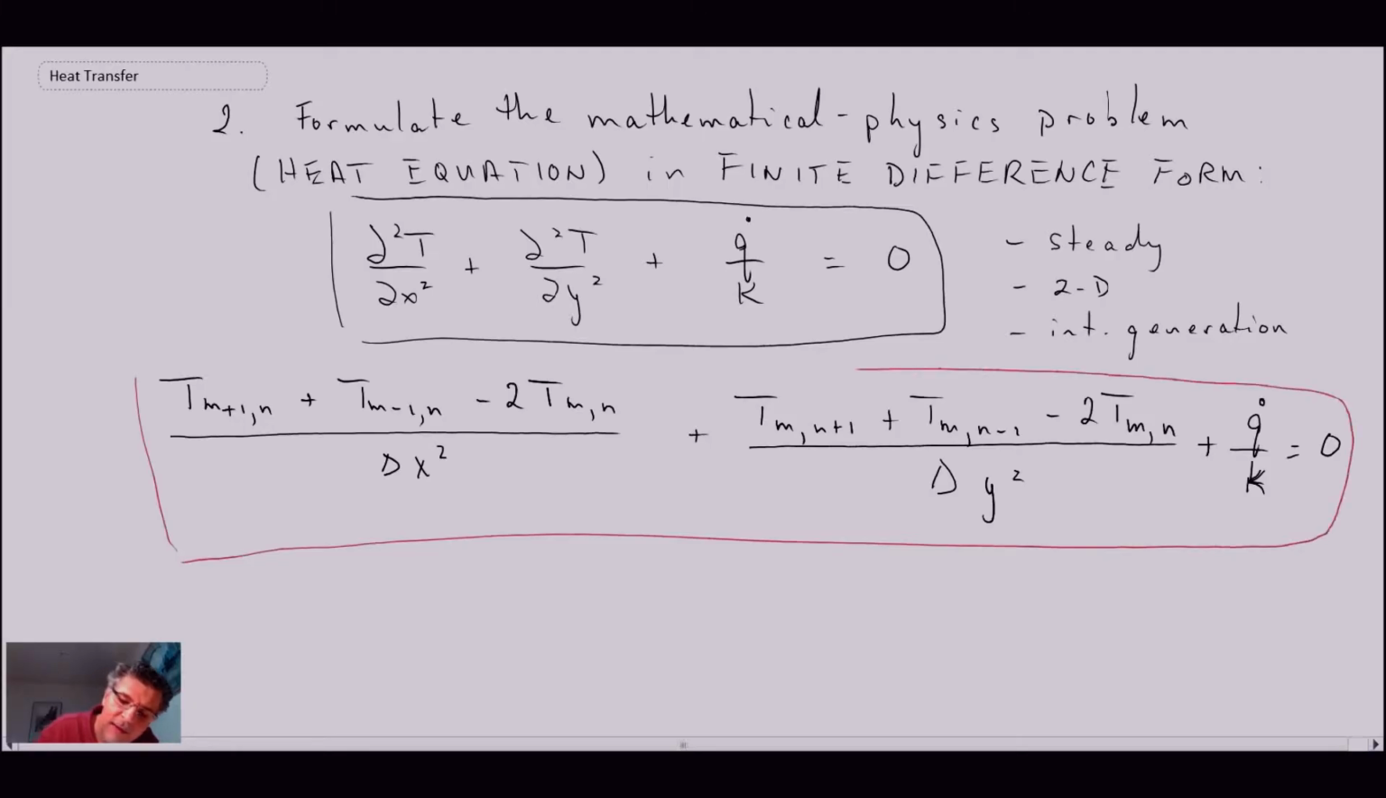And the Tmn in these equations, so there and there, refers to the temperature at nodal location m, n. And the m, n subscripts are basically just a bookkeeping approach that we use in order to keep track of the temperatures at different points within our grid that we generated in the first step. So that is the second step. You recast your mathematical physics equation. The third step is to figure out how to handle your boundary conditions.